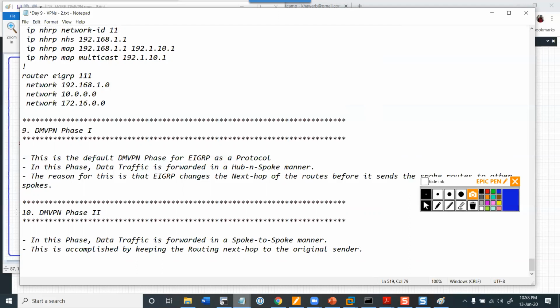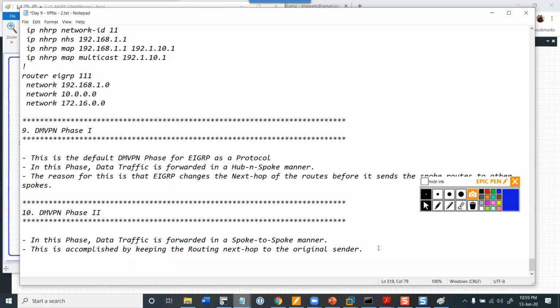Do you guys remember in BGP, you have that thing called next hop self? Yeah, which forces IBGP to change the next hop. Here, what I want to tell it is, hey, listen, don't change the next hop. I don't want you to change the next hop. You understand that? So you're actually doing the opposite of that next hop self. How do I do this? This is accomplished by keeping the routing next hop to the original sender.